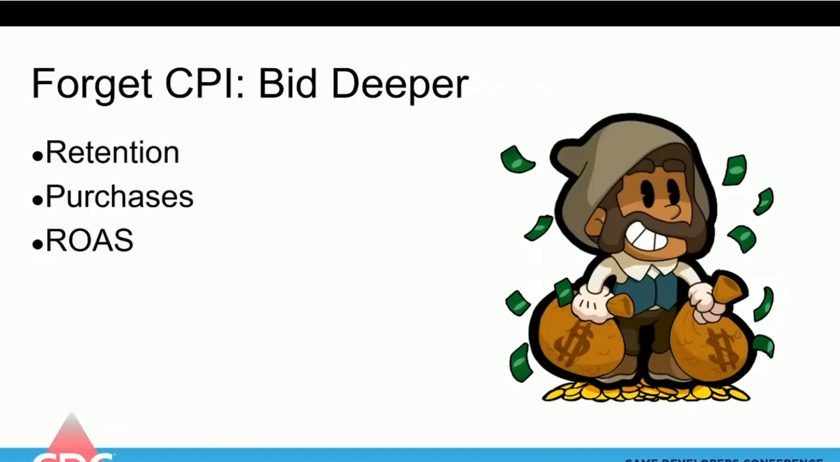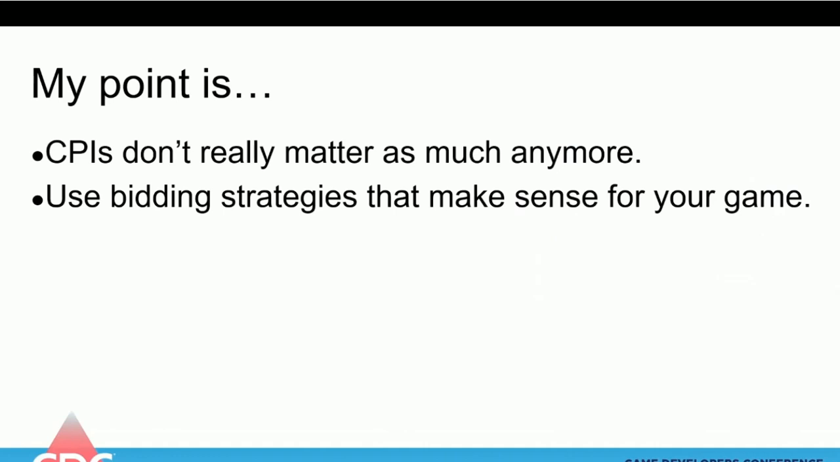Flat CPIs are the old way of bidding. Although I only focused on a few networks that we're using for Idle Frontier, almost every network now provides a way to bid into deeper metrics. So whether you're bidding towards retention or purchase or directly towards a ROAS goal, your CPI might be higher, but you'll find that you typically can spend more profitably.